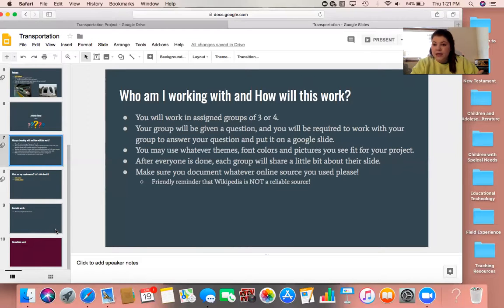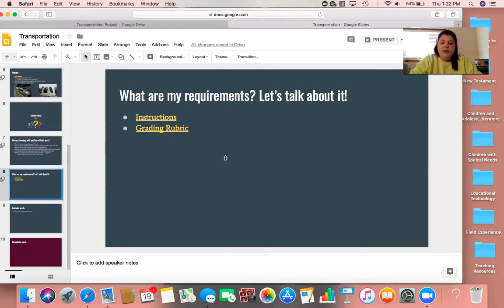After we were done, each group told us a little bit about their slide. And then I was going to have them document their online sources, and I'll explain why it didn't work. But I did friendly remind them that Wikipedia is not a source. And so here I linked my instructions. It won't work since it's not in present mode, but I linked my instructions, and then this grading rubric that you see I forgot to take off of my original PowerPoint.